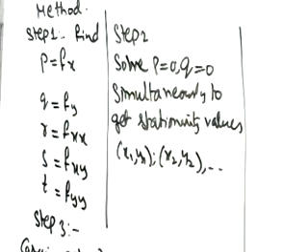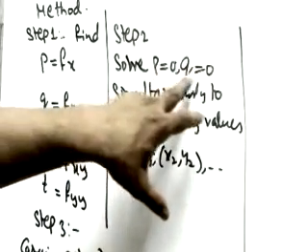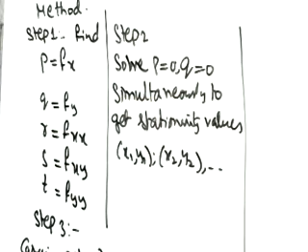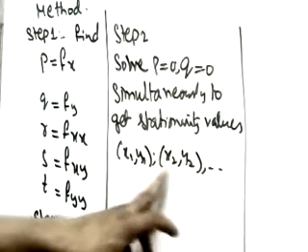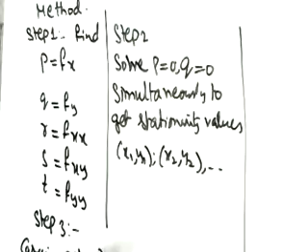In the second step, we have to solve p equals 0, q equals 0, or we can say fx equals 0, fy equals 0, simultaneously, both at a time. We will get the points, either 1 point or 2 points or 3 points. These points are called stationary values.